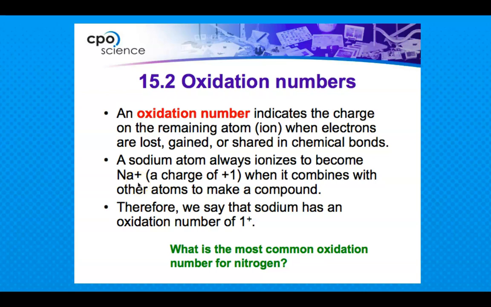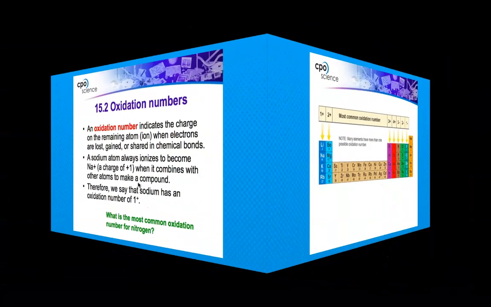So when it wants to get stable, it has its choice. It can take 7 electrons or give away 1. Which would be easier to do? Well, giving away 1 electron would be easier. So that would leave it with 1 extra proton in its nucleus, which would give it a positive 1 charge. So therefore we say sodium has an oxidation number of 1.